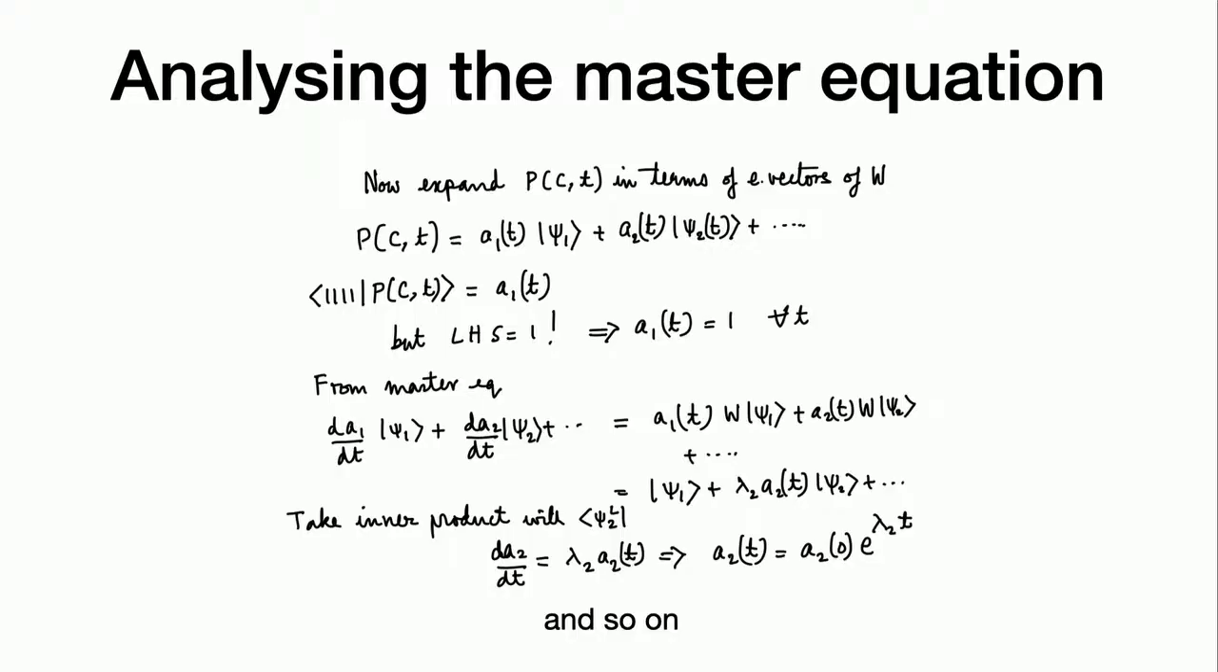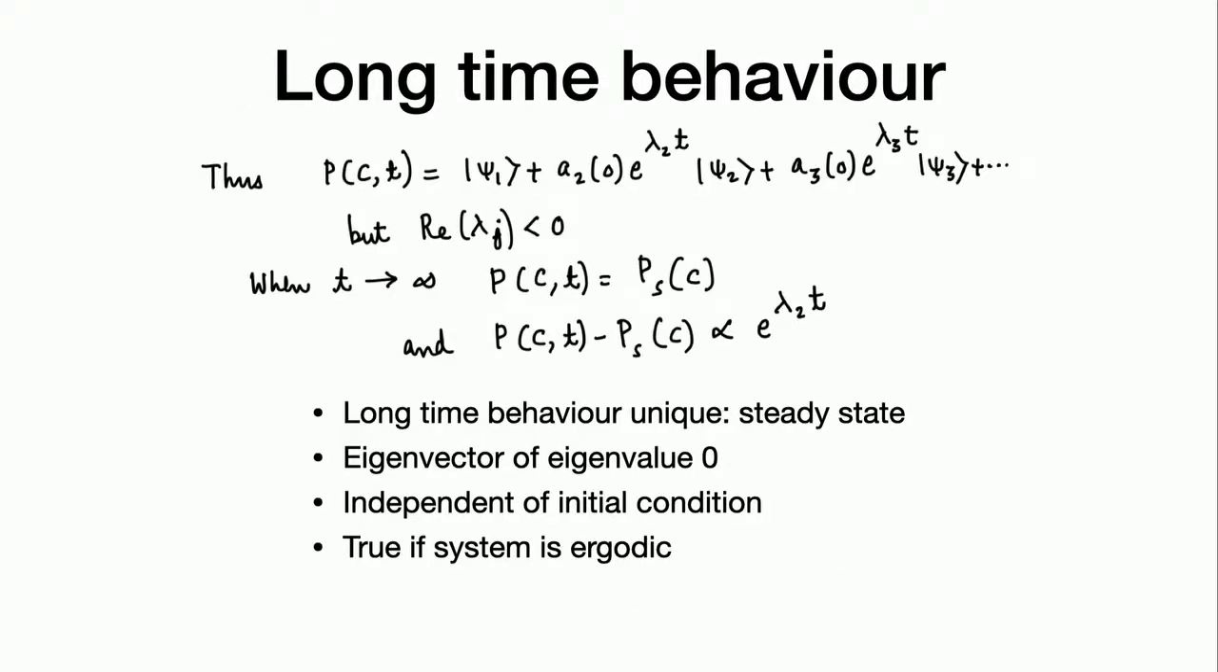So, what is the net result? Your P of Ct becomes A1 times psi 1 plus A2 e to the power lambda 2 t psi 2, plus A3 e to the power lambda 3 t psi 3 plus so on. But we know that the real part of all these eigenvalues is negative. Therefore, as time goes to infinity, you are left with psi 1. All these other quantities go to 0. So that is the advantage of a Markov process.